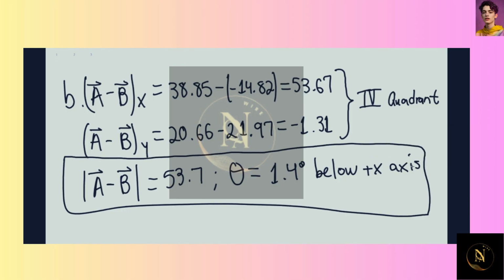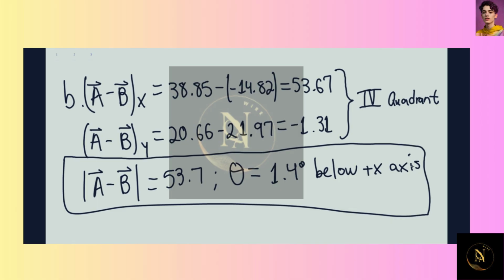And if you wanted to do the exact equations again, you could. But again, it's only going to be 53.67 squared plus negative 1.31 squared, all to the 1/2 power. So this will be 53.7. Again, that would be the magnitude. And then for the angle, again, you simply take arctan of 1.31 divided by 53.67. Again, it's going to be 1.4 degrees.